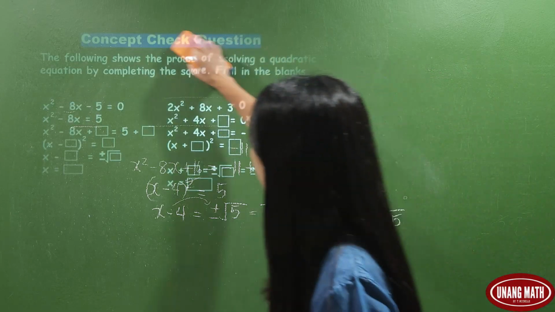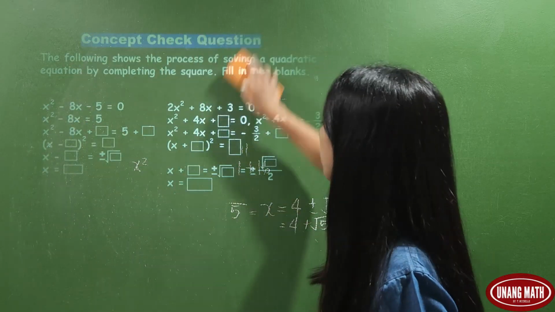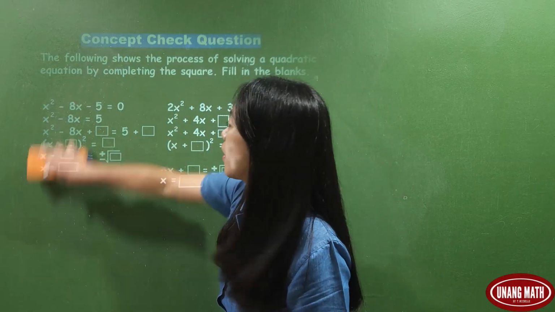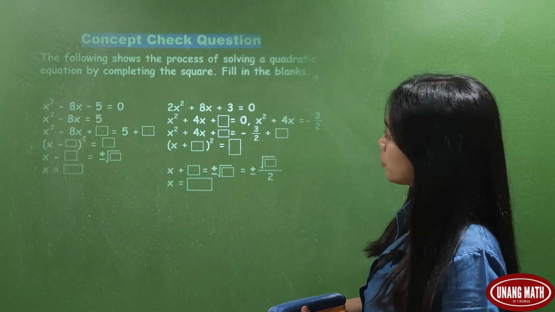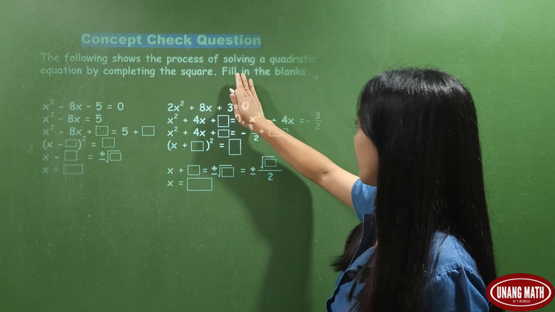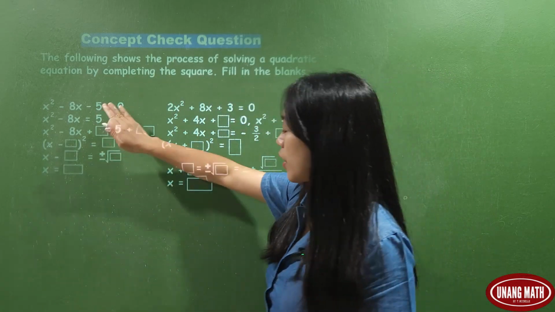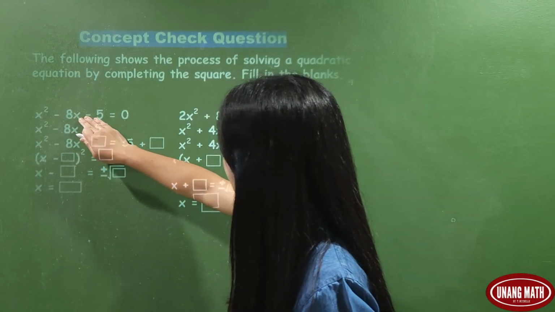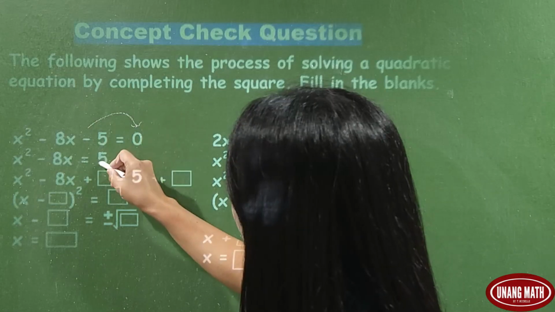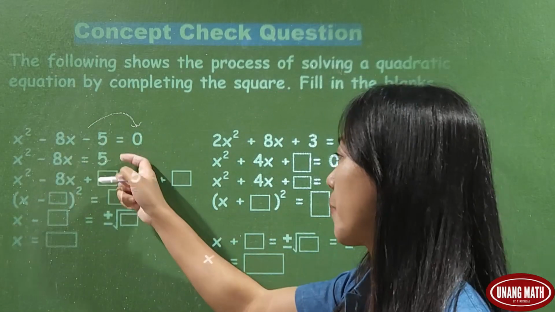Okay, this time, let's take a look at these other examples by answering this concept check question. The following shows the process of solving a quadratic equation by completing the square. Let's fill in the blanks. First, x squared minus 8x minus 5 is equal to 0. So move negative 5 to the other side. It's positive 5 on the right side.